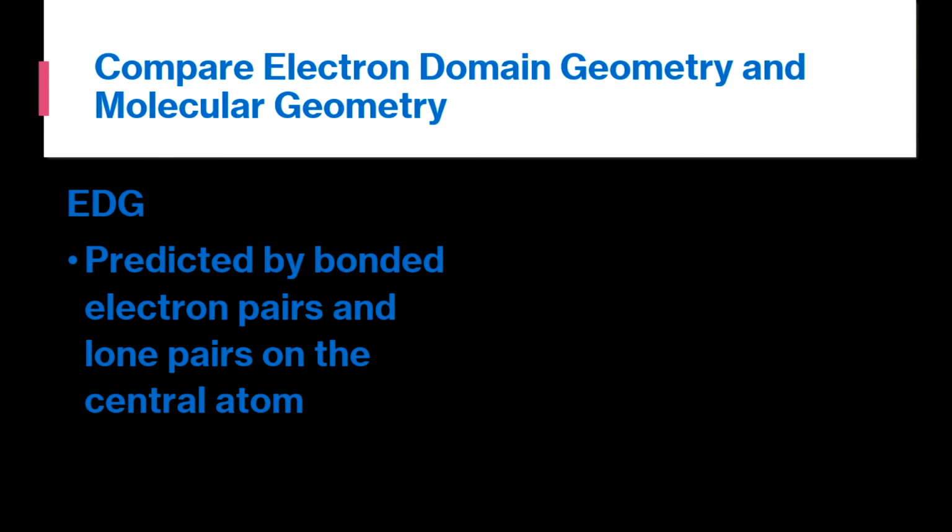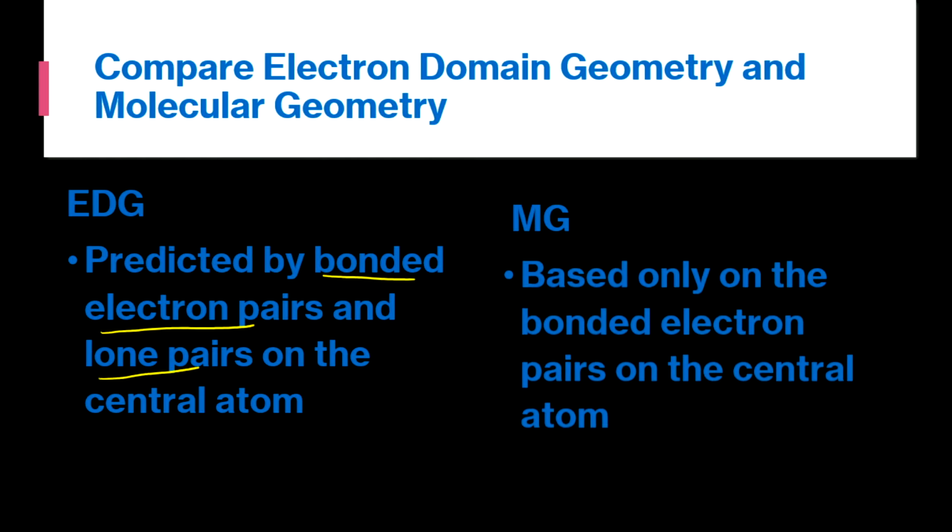Another thing we have to look at is comparing the difference between electron domain geometry and the molecular geometry. Our electron domain geometry is predicted by two things: the bonded pairs of electrons and the lone pairs that are found on the central atom. Versus our molecular geometry, which is based only on the bonded electron pairs around the central atom.